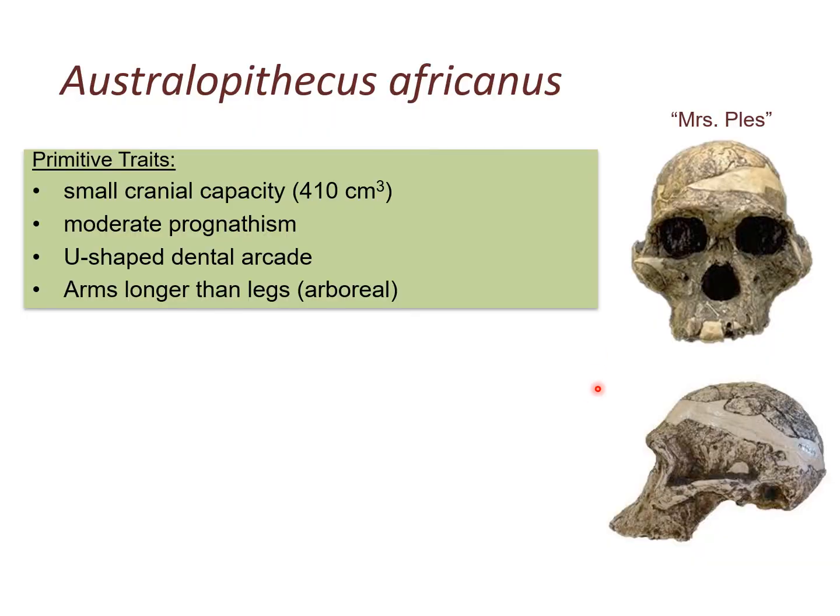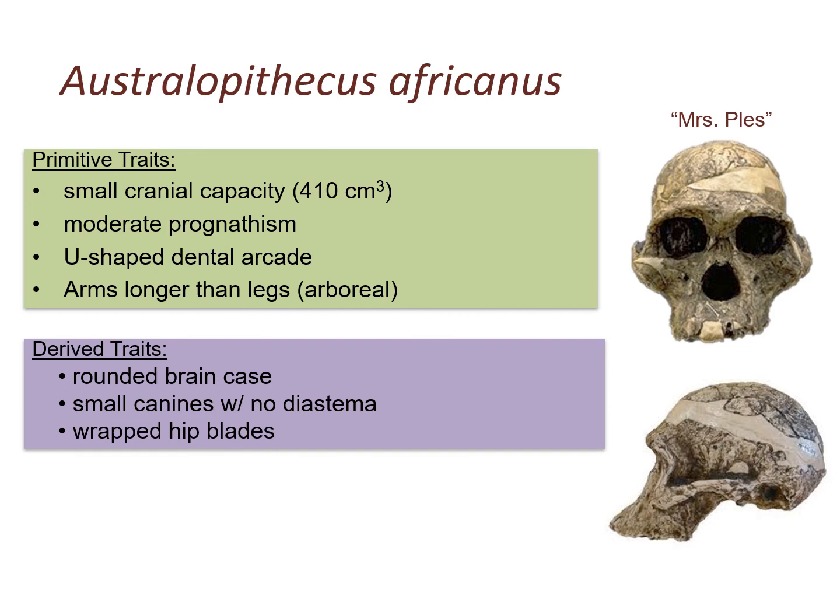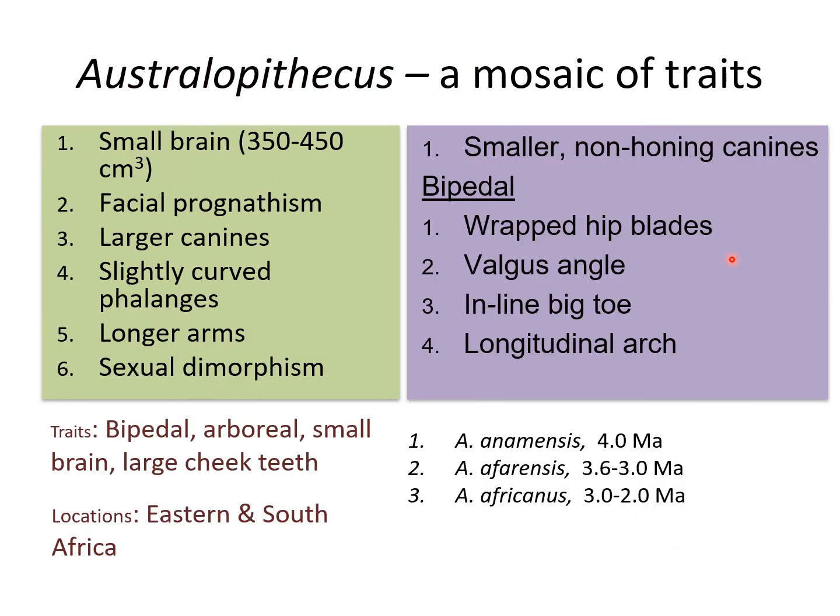Okay, so africanus, again, here we have Mrs. Ples. Here's a summary of those primitive traits, which I covered. Here are the derived traits. And Australopithecus as a whole, as a genus, here is just a nice summary review slide of those primitive and derived traits. You can see the 3 species and their geological age ranges, some of the key traits of Australopithecus, and of course they're found in Eastern Africa. This is anamensis, afarensis, and South Africa. This is africanus. Again, from previous lecture, we know that most hominin fossil sites are found in East Africa and South Africa.